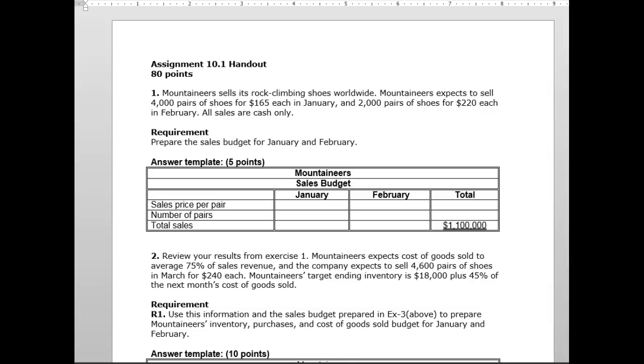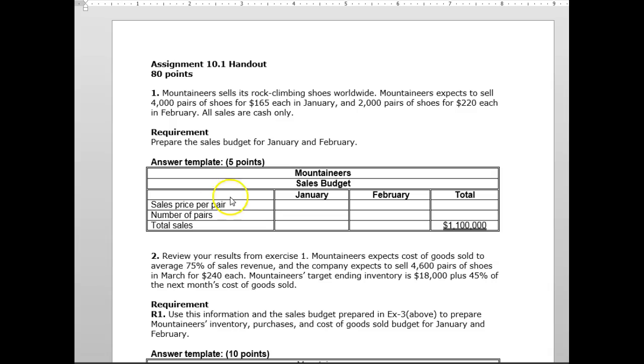And now we're doing budgeting, and I think budgeting is one of the fun things of cost accounting. And I hope you like it too. It's fairly straightforward, so let's get started. And I think you can probably do most of this yourself with just a little guidance from me.